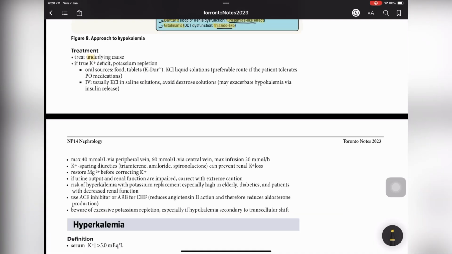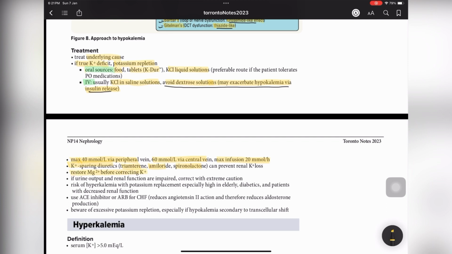So now we'll see how we will manage the patient with hypokalemia. So we need to treat the underlying cause. If there is true potassium deficit, we need to replace the potassium. It could be by oral sources or IV. In oral, we have options for food, tablets, KCl liquid solution. In IV, we have KCl in saline solution, and we need to avoid dextrose solution because that may exacerbate hypokalemia through insulin release. Okay, so maximum is 40 millimoles per liter by peripheral vein, 60 by central vein, and maximum infusion is 20 millimoles.